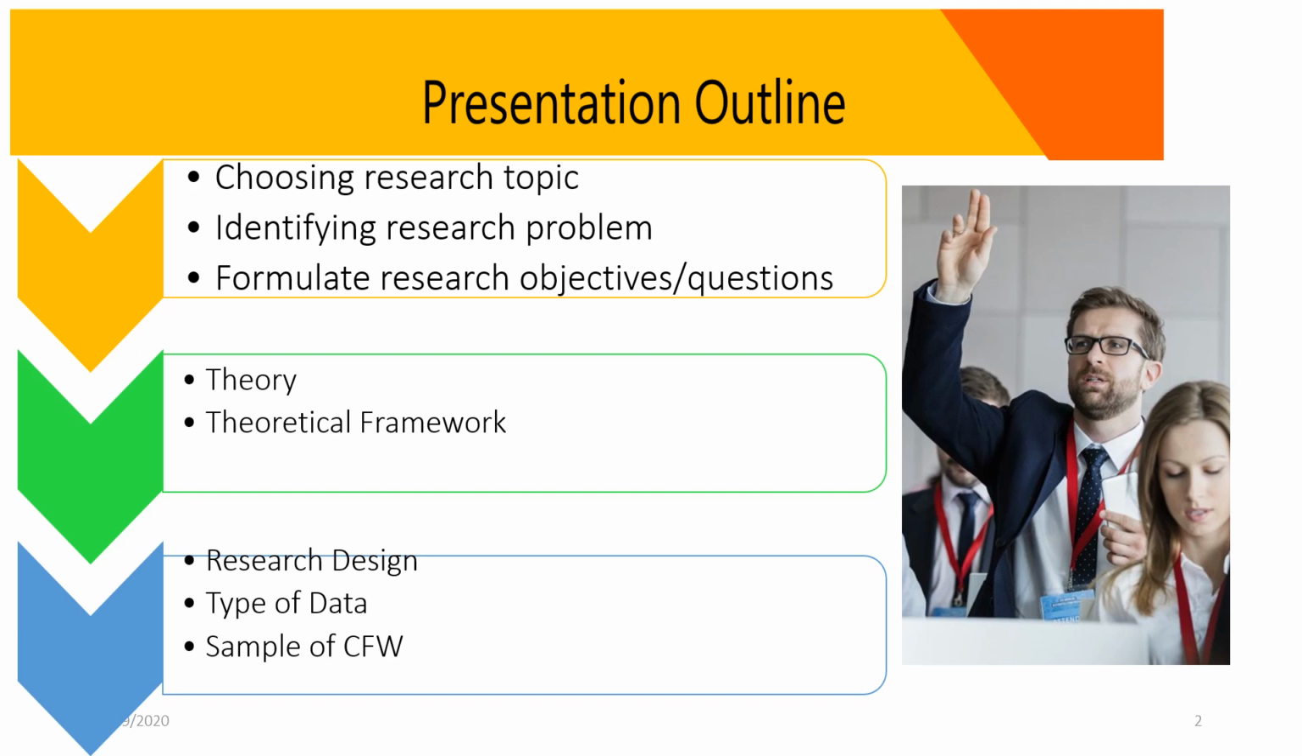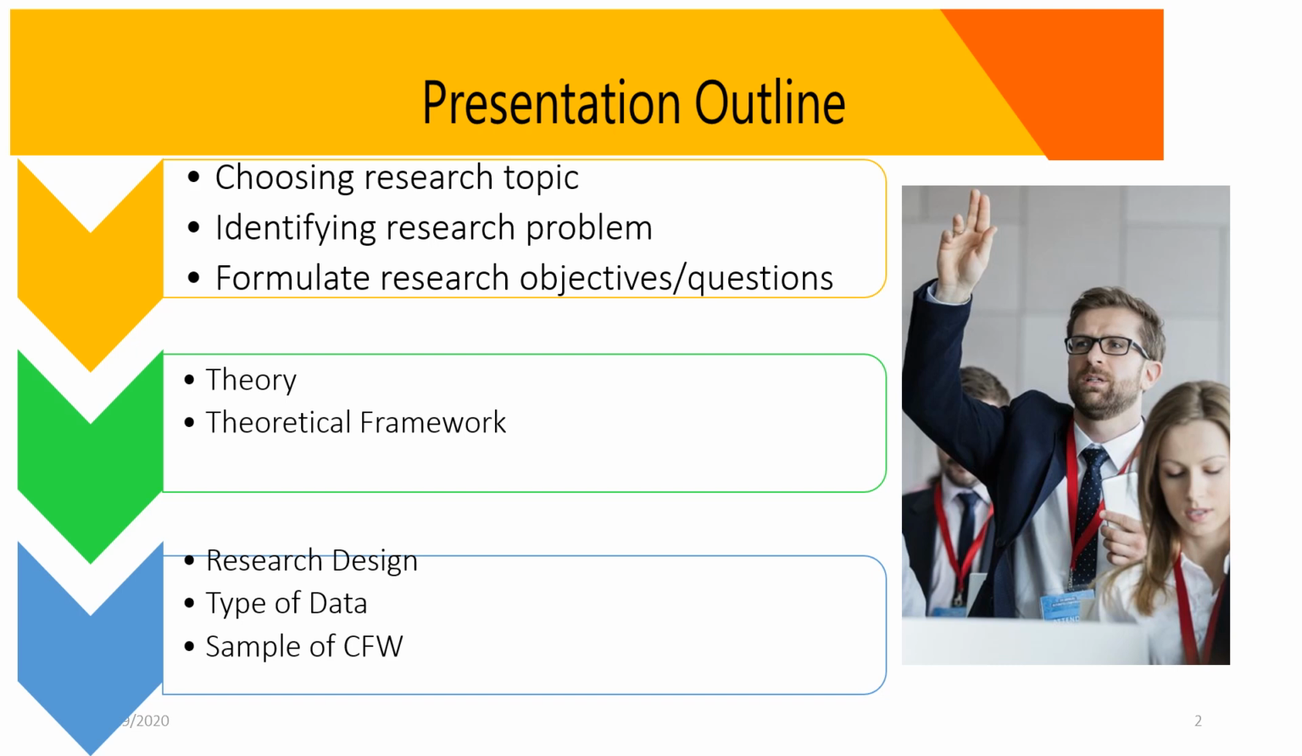In this presentation, I will first explain on the researchable topic. After that, I will explain on how to identify research problem. From broad problem area, we narrow it down to specific research problem. After that, we formulate research objective and research question.